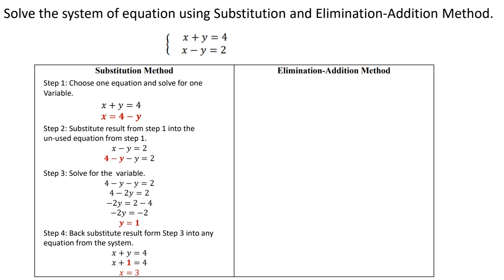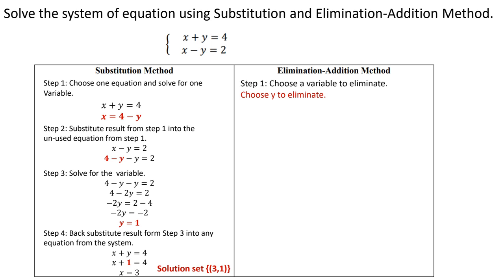Now let's look at the elimination method. The elimination method is just how the name says. What we want to do is eliminate one of the variables, and we're going to eliminate it by adding. So we're going to choose a variable to eliminate. Let's eliminate the y's.